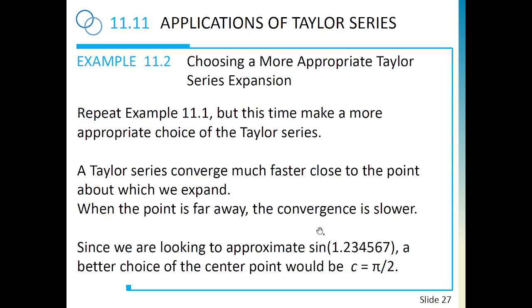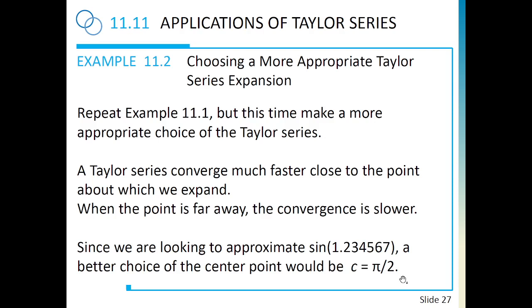We said that since our goal was to approximate sine at the point 1.234567, so in radians, using a Taylor series expansion at 0 was not the smartest choice. A better choice would be to use an expansion at pi over 2, because we already computed that at some point. An even better choice would be to use an expansion at pi over 3, because this value here is approximately 70 degrees, so this is 90 degrees, pi over 3 would be 60 degrees.